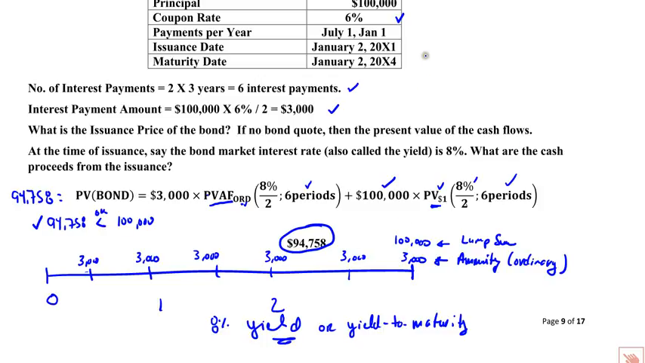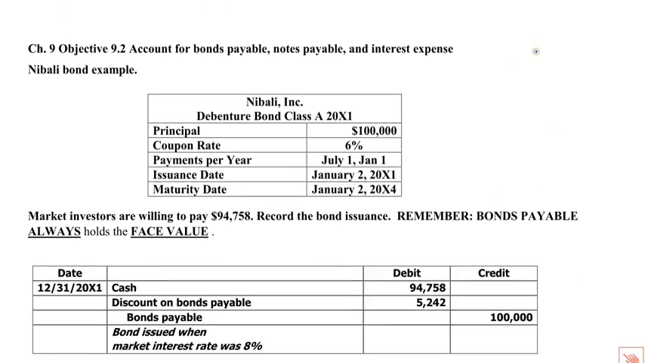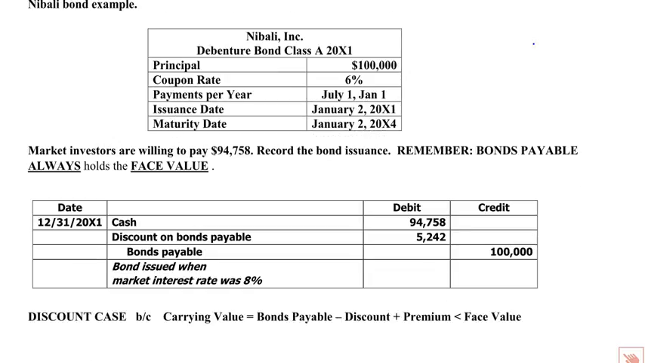And this is the discount, okay? Because 94,758 is less than the face value. Whenever the price is less than the face value, it's a discount. All right, so how do we do the bond issuance?